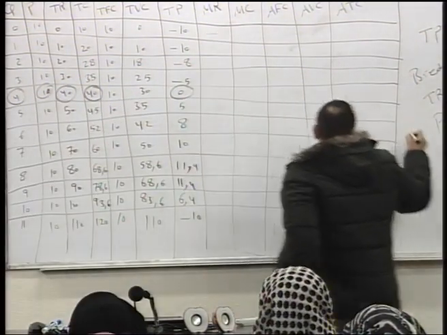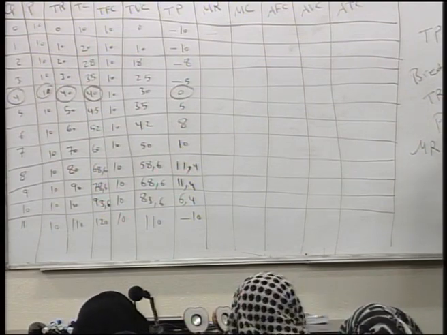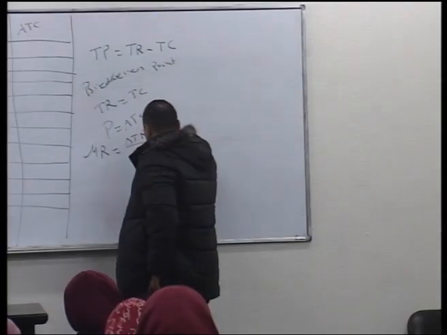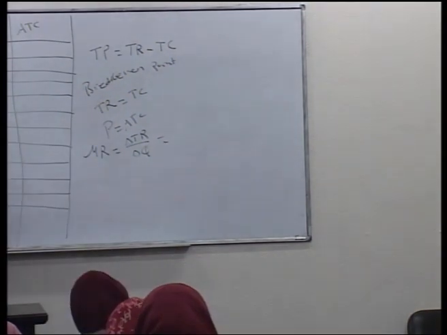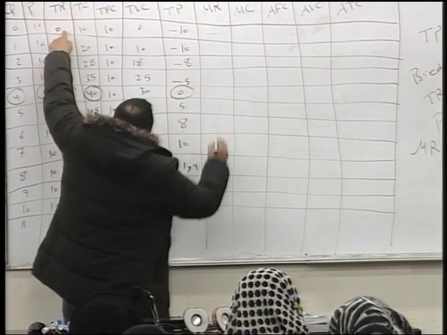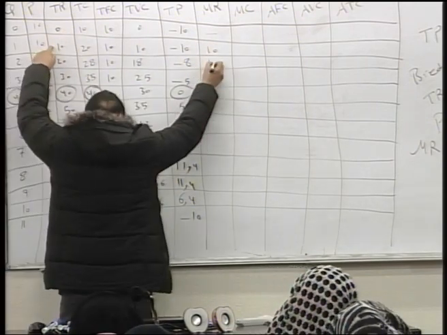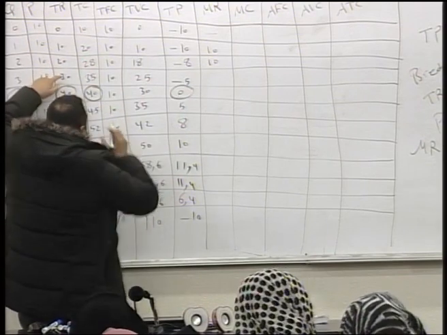Marginal revenue equals change in total revenue over change in quantity produced. Of course, the change in quantity produced is always 1, so we take the change in total revenue. So here we have 10 minus 0, 10. 20 minus 10, 10. 30 minus 10.